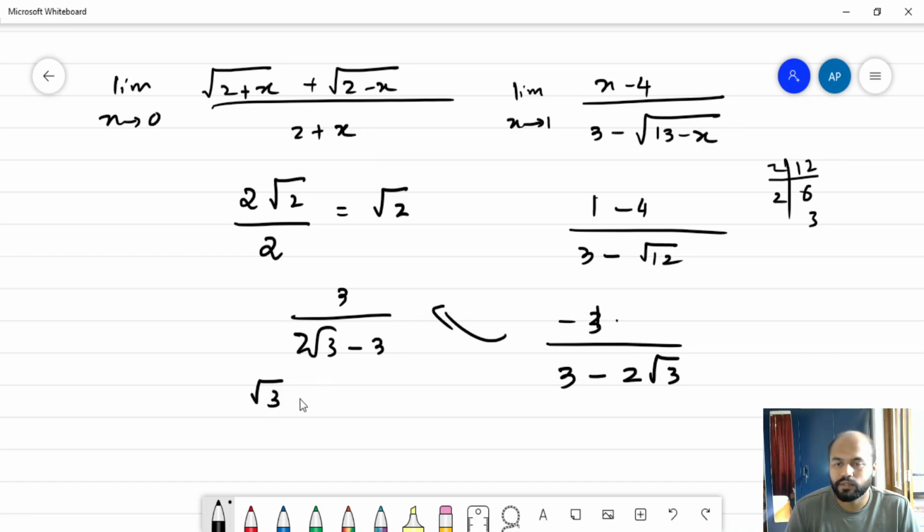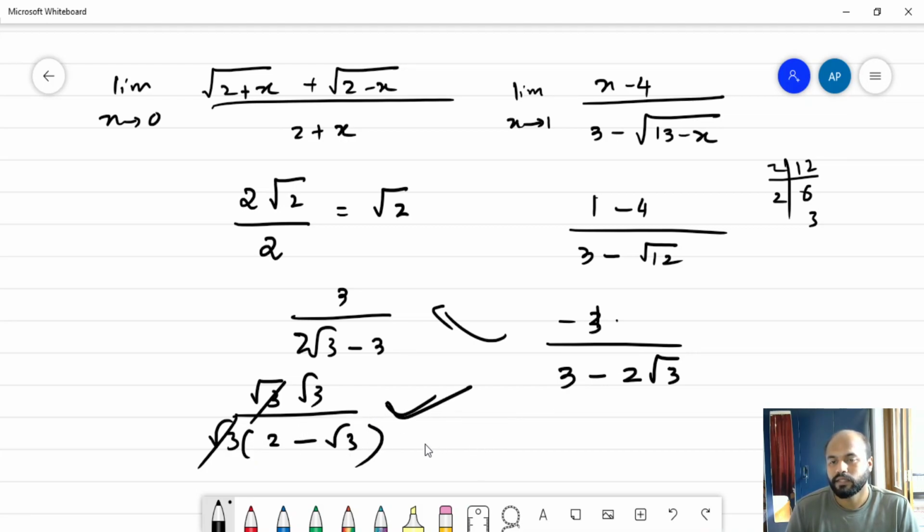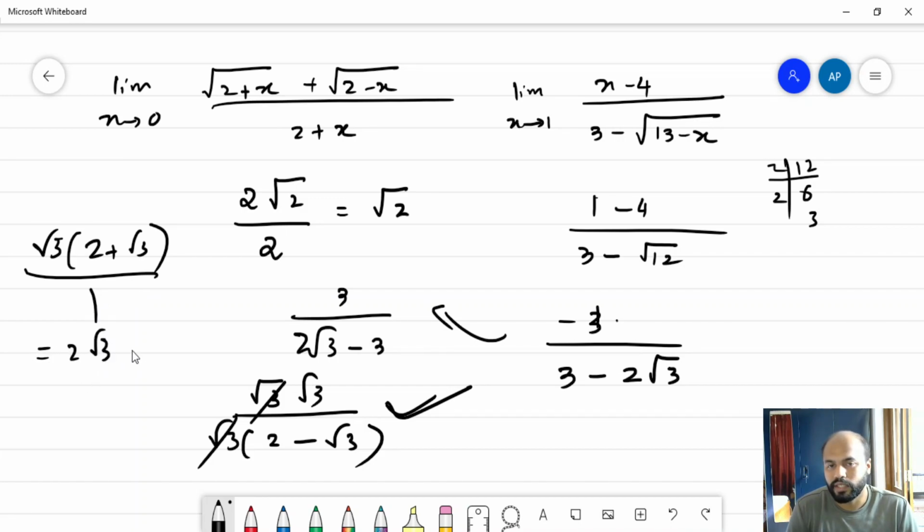Now I'm going to write this as root 3 into root 3, the top part, and here, taking the root 3 common, I'm going to write 2 minus root 3. So root 3 cancels out, and what we get is this. So that is the answer to this question. That is root 3 by 2 minus root 3. You can just rationalize this, and once rationalized, we will get the answer as root 3 into 2 plus root 3 by 1. So answer is going to be 2 root 3 plus 3. This also could be the answer to this question.